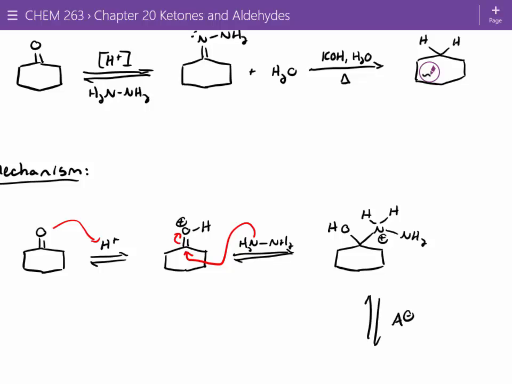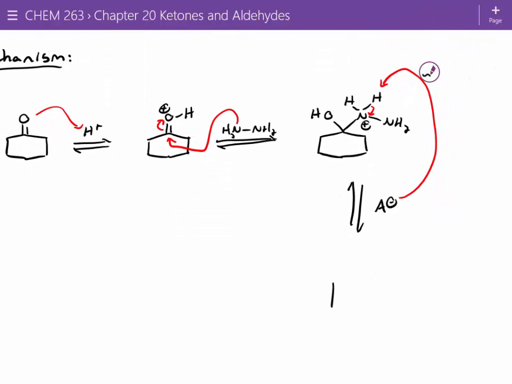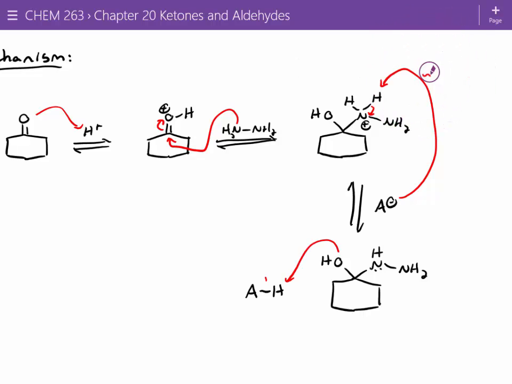And then we've got a base that can come grab a proton off of our amine, clamp down onto the nitrogen. We recreate our acid. So the alcohol will come and grab a proton from the acid.